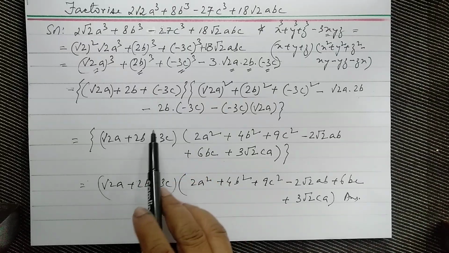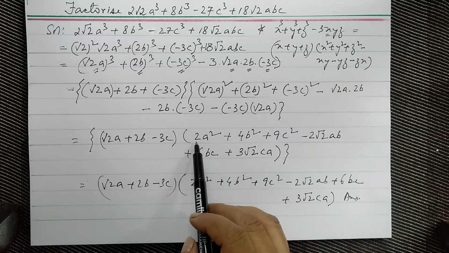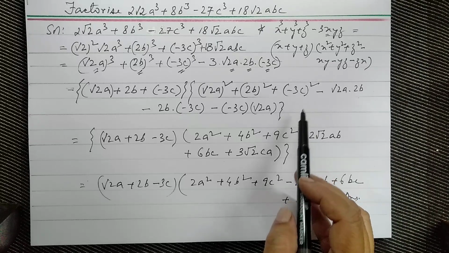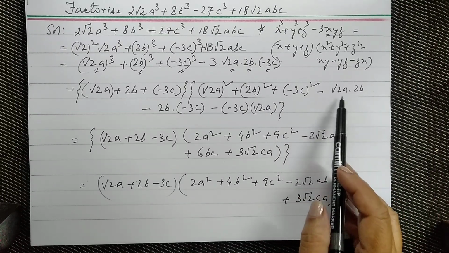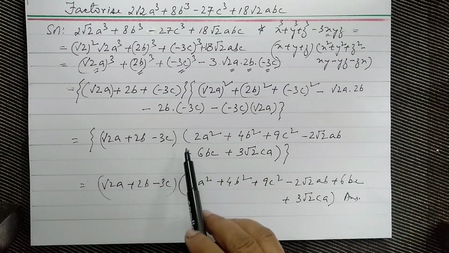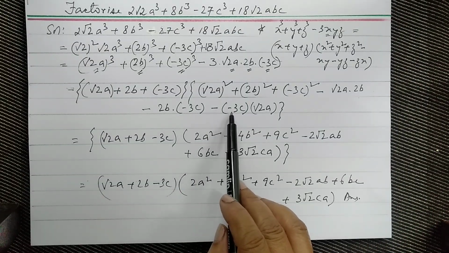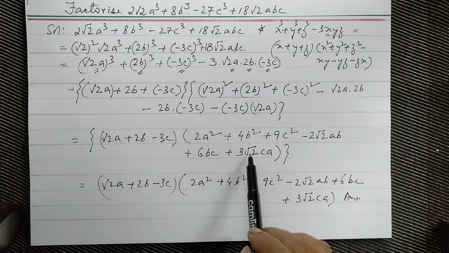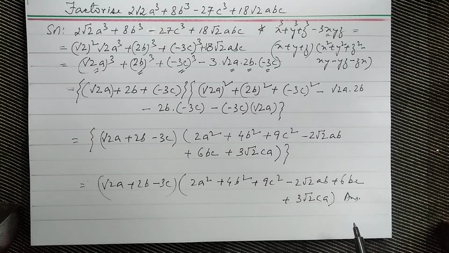So I found that plus minus minus is 3c, and here root 2 into root 2 is 2 and a squared, 2 into 2 is 4, 4b squared, minus 3 into minus 3 is 9, c squared, and here 2 comes in the front, and root 2 and a into b is ab, here minus minus plus, and 2 into 3 is 6, 6bc, and minus minus plus, so we get a plus 3c multiplied by root 2a is equal to 3 root 2 ca. Alright, so thus this is my final answer, and this is how you do it.